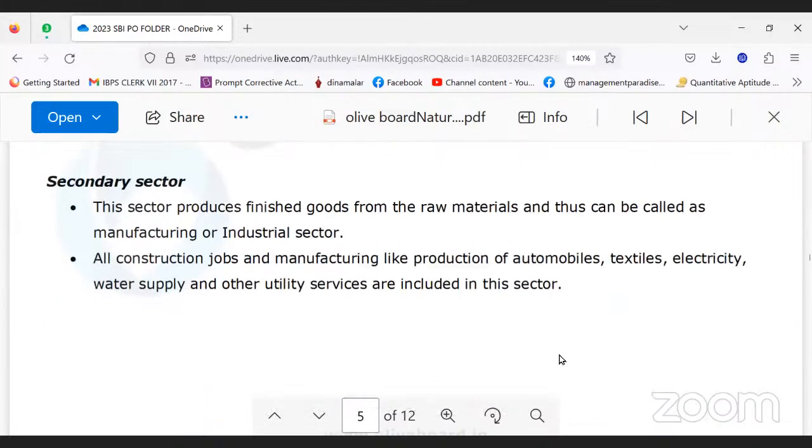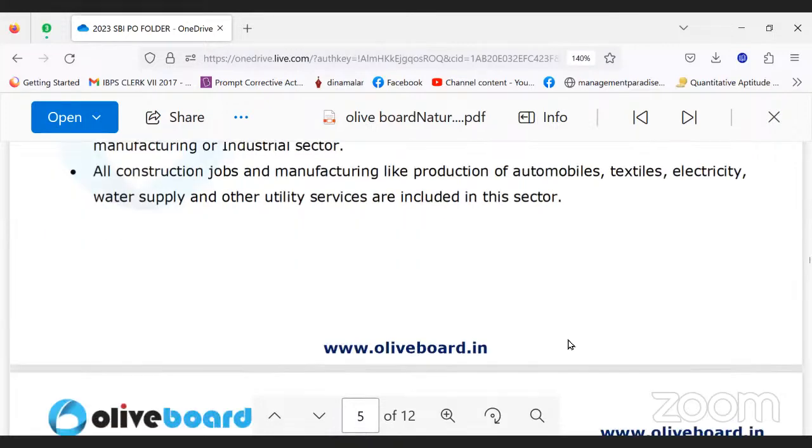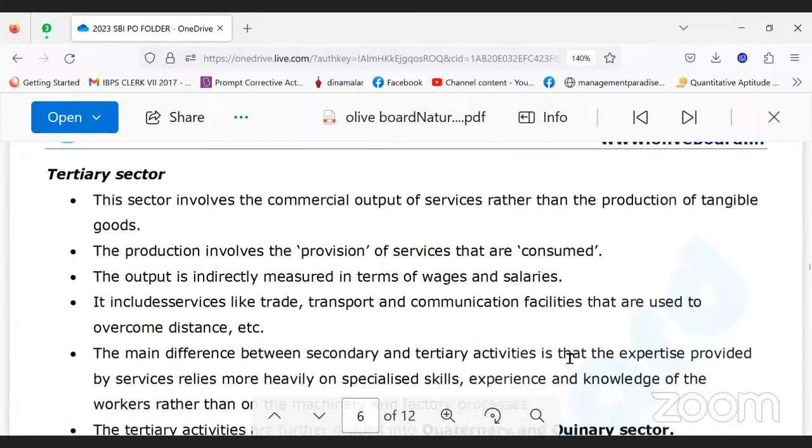Secondary sector. This sector produces finished goods from raw material and thus can be called the manufacturing or industrial sector. All construction jobs and manufacturing, like production of automobiles, textiles, electricity, water supply and other utility services, are included in this sector.